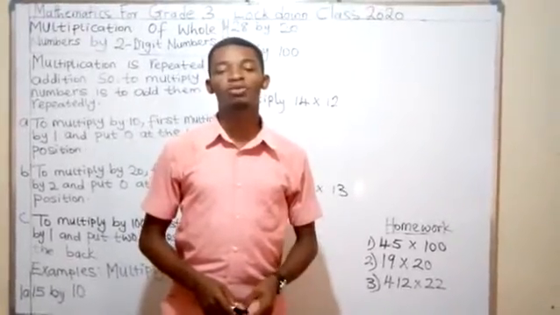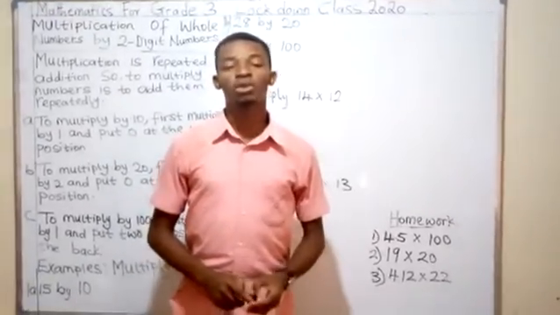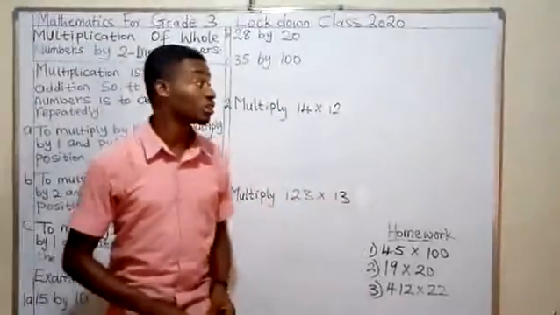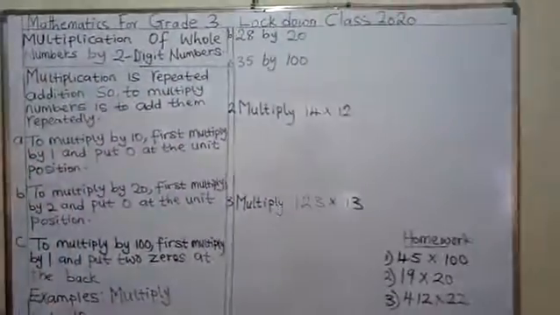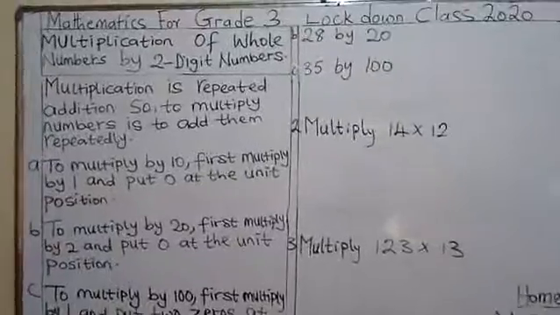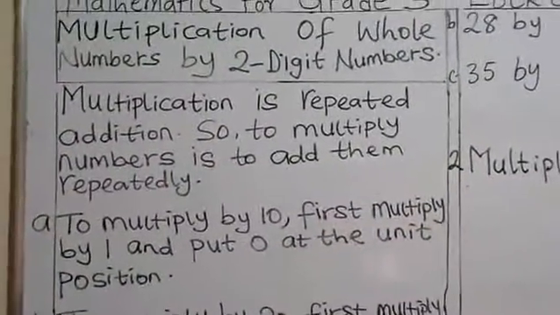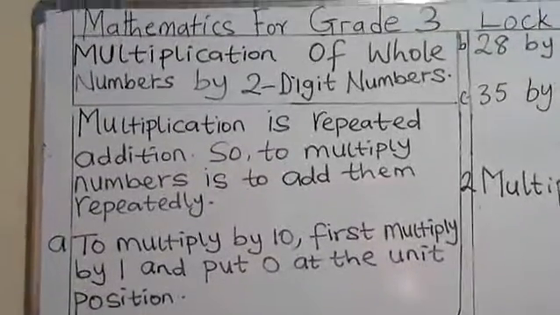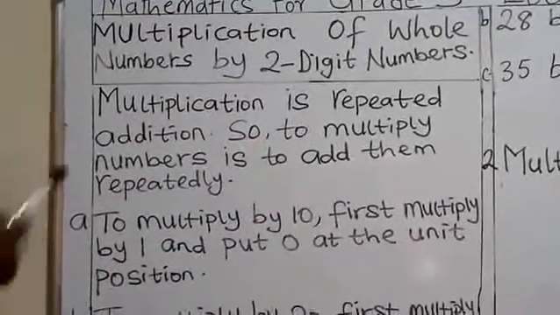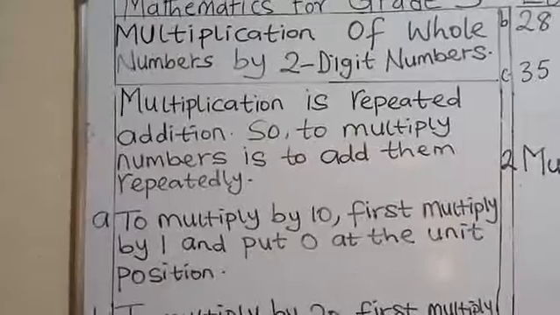It's another time of learning. Today we're going to be learning mathematics, and under mathematics we're going to be talking about multiplication of whole numbers by two-digit numbers. We're going to be multiplying two-digit whole numbers and three-digit whole numbers, and we're going to be multiplying them by two-digit numbers.